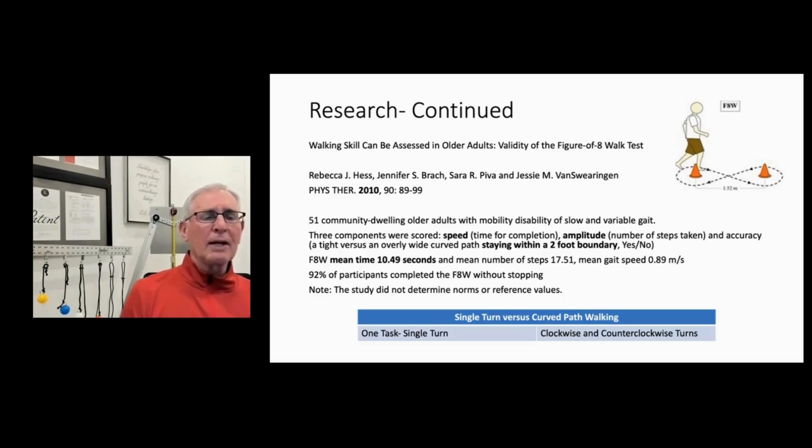The value of the study was it took a single turn and then looked at a curved path walking. With a single turn, it's one task, where with the curved path, you have both clockwise and counterclockwise turns. With the timed up and go, the person you were assessing could turn to their stronger side. With the figure of eight test, now the person had to turn to both the left and the right, so they no longer could hide a weaker side.